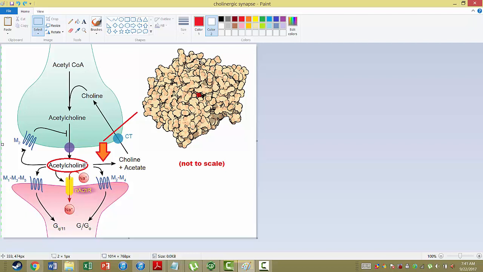In particular, your diaphragm is going to act up non-stop, and you're going to be choked to death, not going to be able to breathe, and you die. So yeah, that's why sarin is not good.